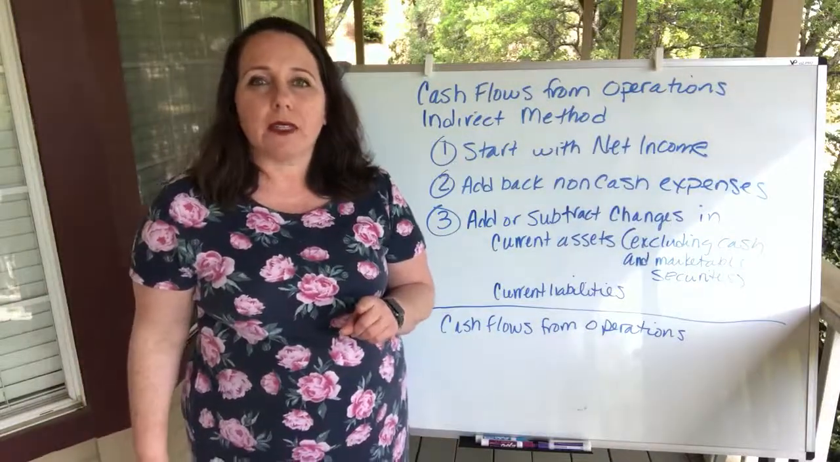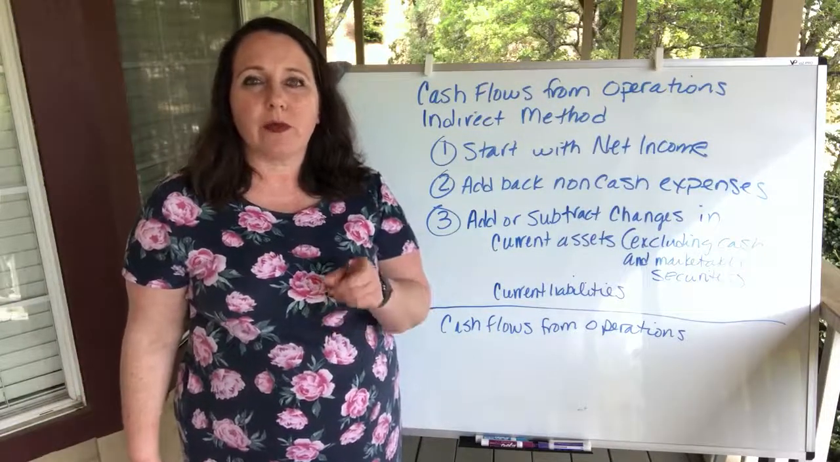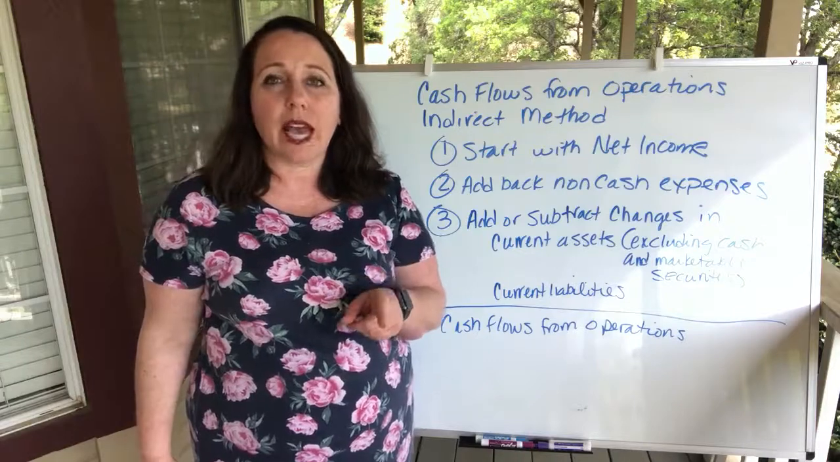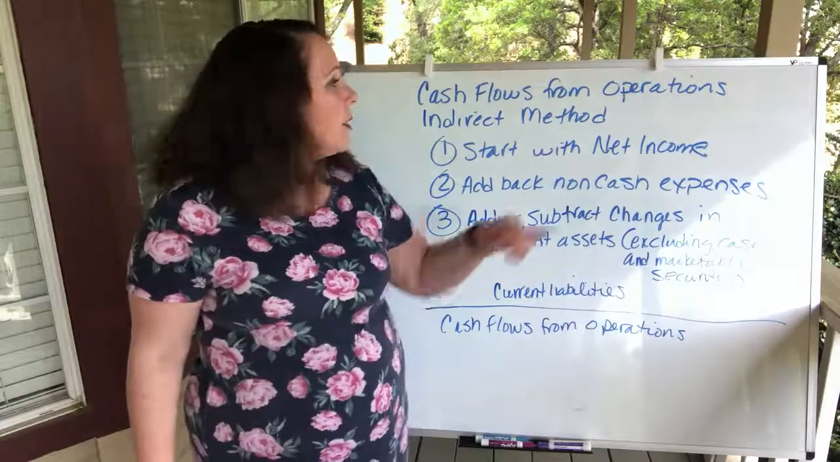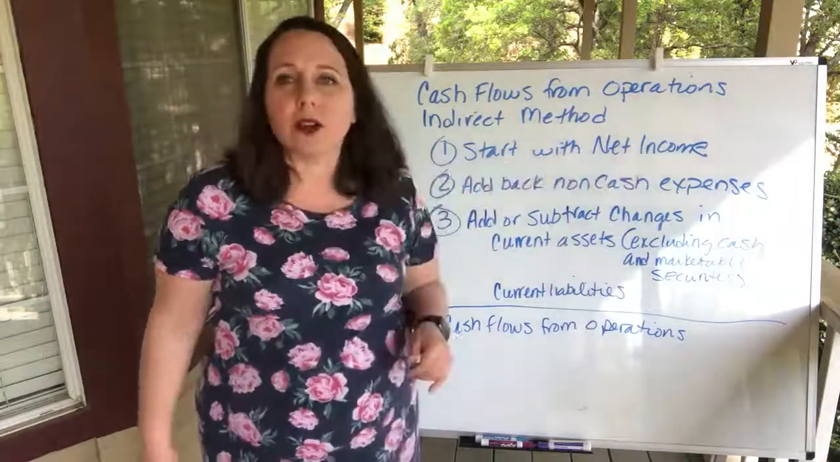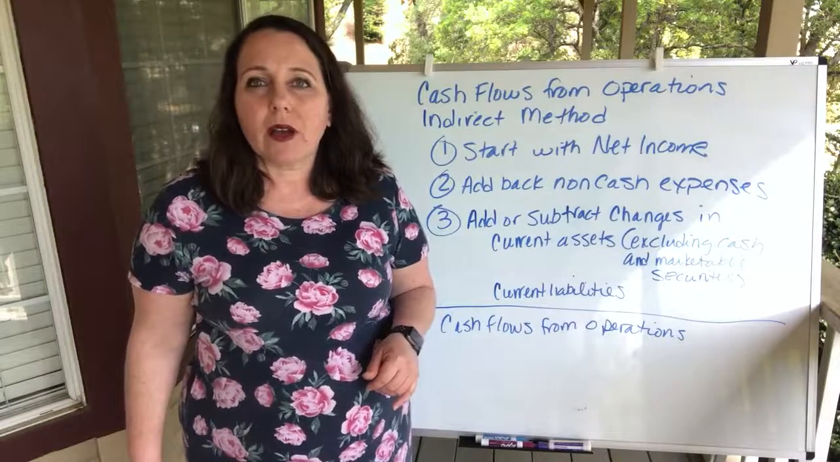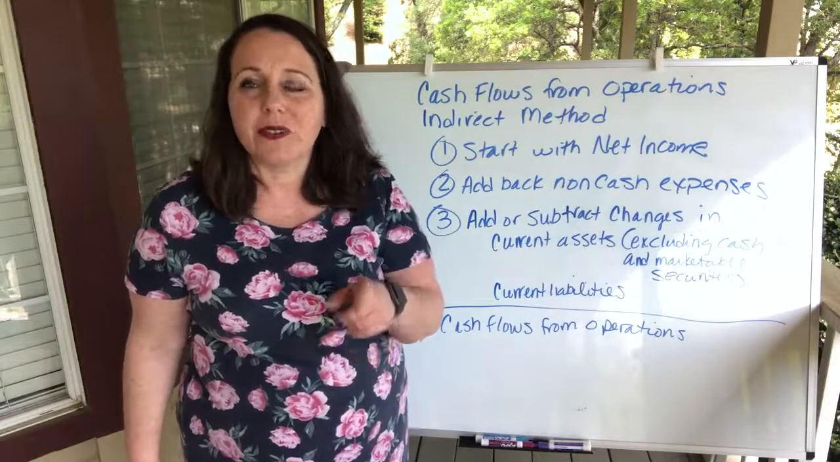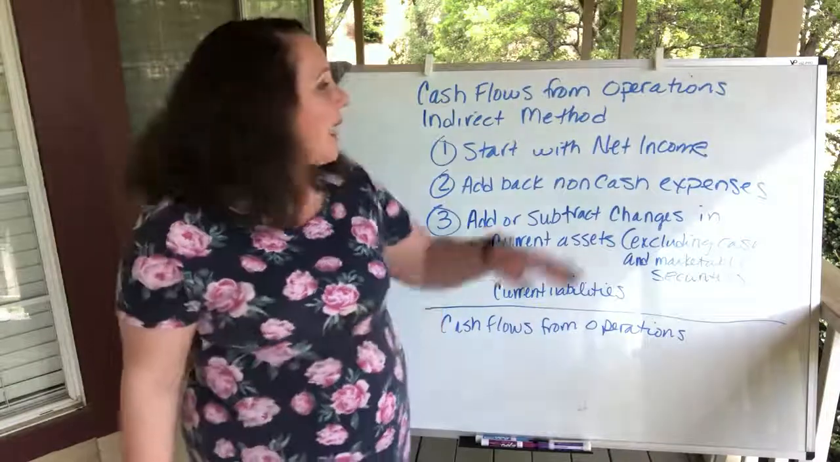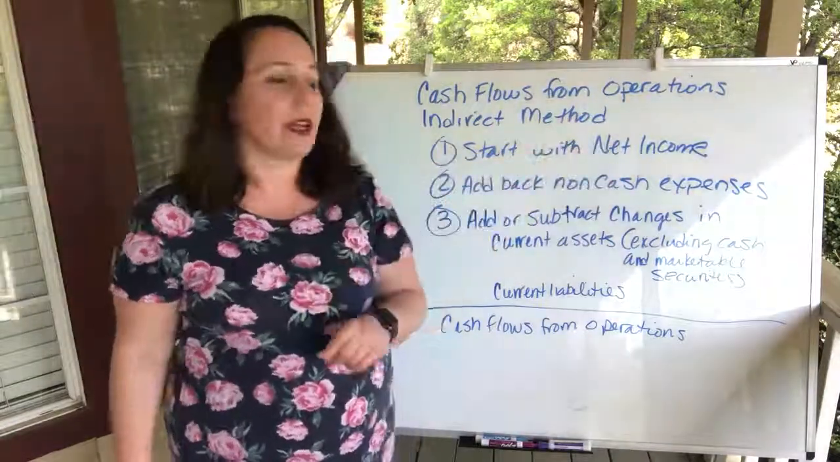I usually ask this as a multiple choice question. What's the first step of calculating operating cash flows using the indirect method? The answer is start with net income. A lot of people get that wrong, so I'm telling you right now, if you're watching this video, you got a heads up. If I ask that question, start with net income.